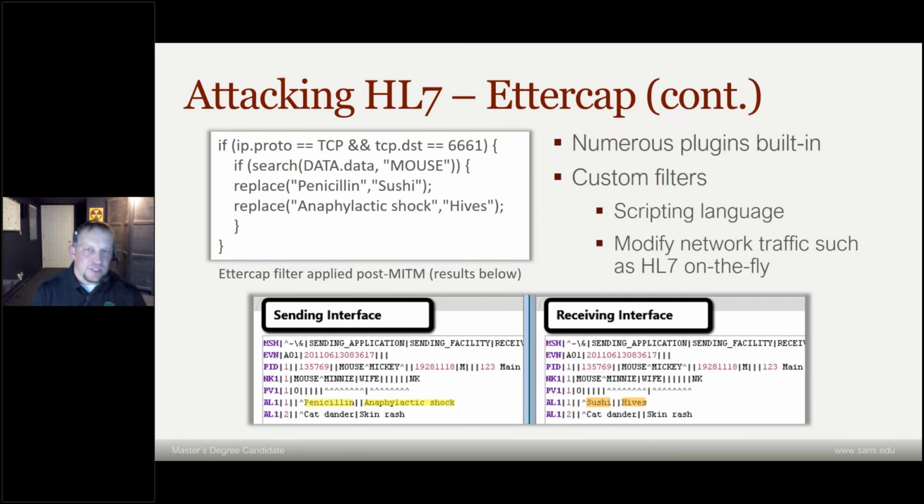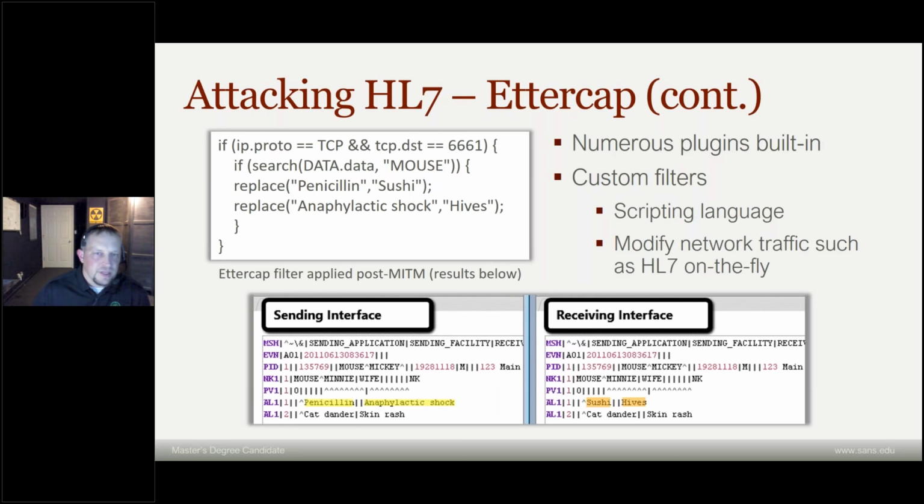Once Ettercap establishes a man-in-the-middle position, it also has some additional features such as applying custom filters to modify traffic on the fly. On the slide, you can see what one of those filters might look like. Whether you've done coding before or not, it's really easy to read through the filter and understand what it's doing. The filter is looking for TCP traffic on port 6661. If it finds traffic there, matching that port and TCP, it then searches within the data for mouse, which happens to be the last name of the patient from our earlier example.